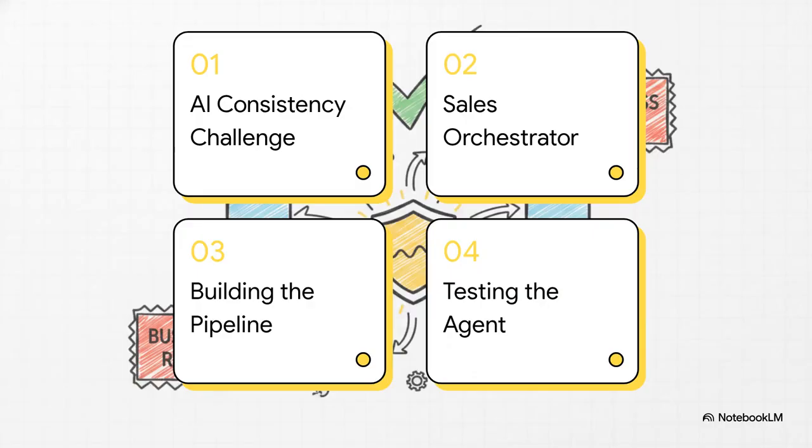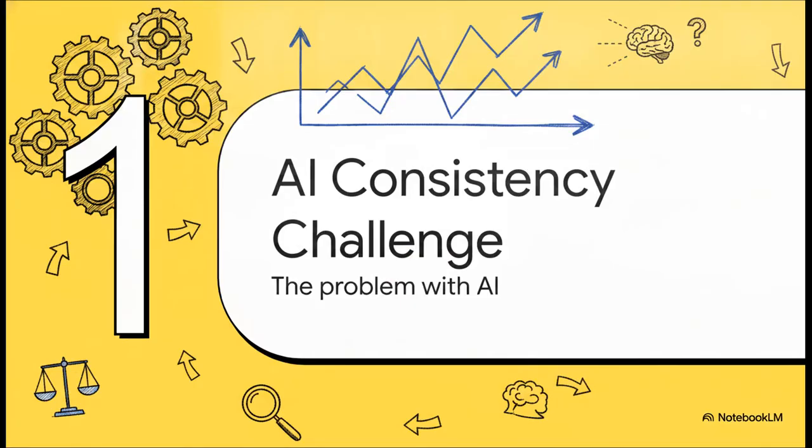Here's our quick roadmap for today. 1. The AI Consistency Challenge. 2. The Sales Intelligence Orchestrator. 3. Building the agent pipeline. And 4. Testing the reliable agent. Let's get right to it. Starting off with Section 1, the AI Consistency Challenge.